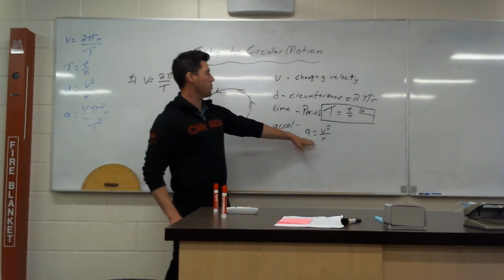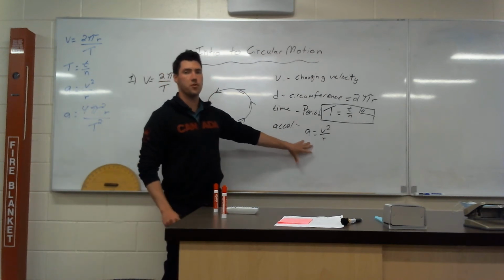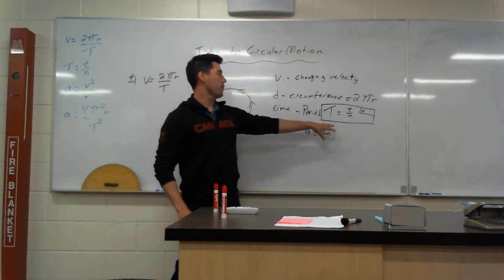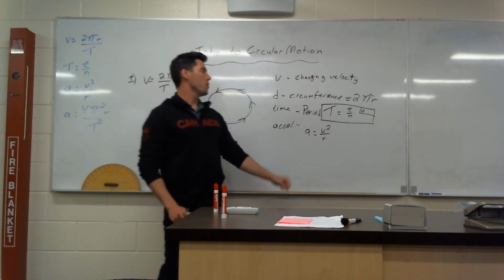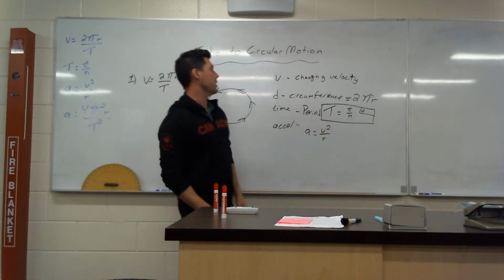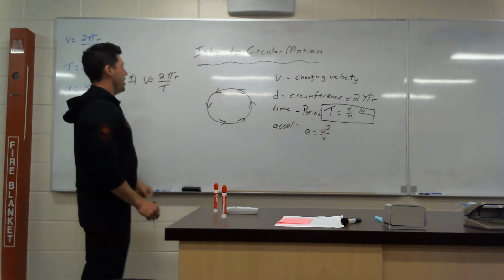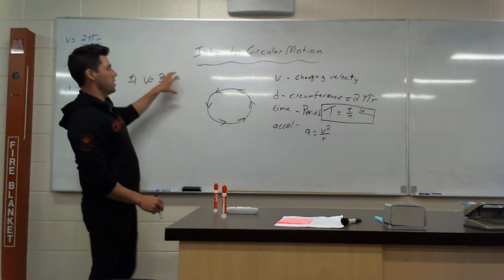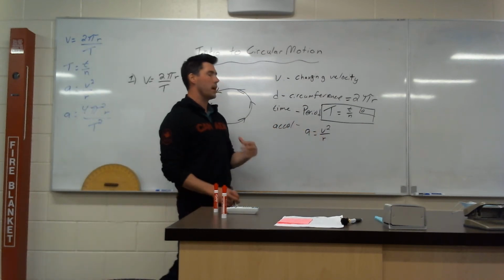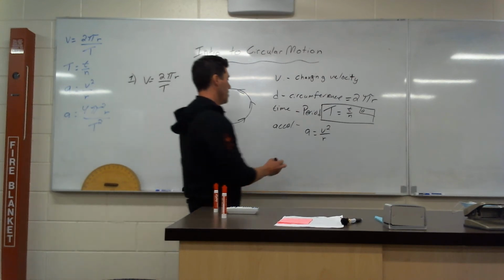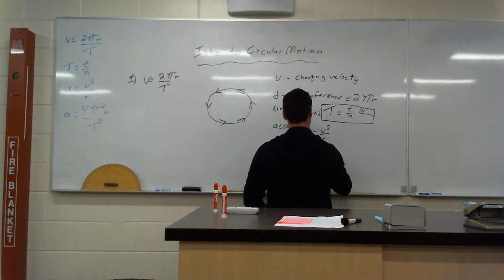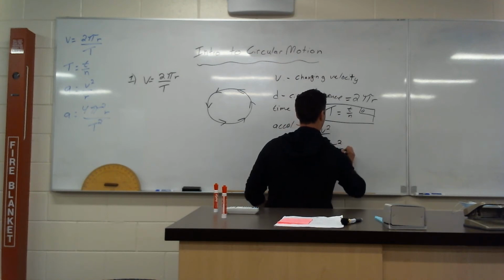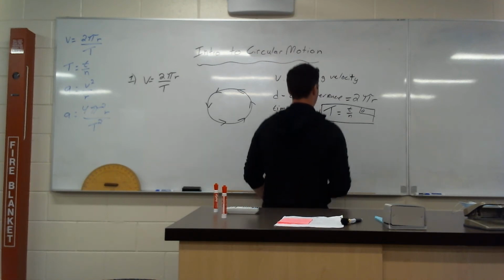This is formula number 3 that we're adding in here, our acceleration formula. Again, velocity squared over a radius. We can also change our velocity. If we input this velocity formula into this acceleration one, we can get a different acceleration formula, where we get acceleration equals 4 pi squared r over t squared, okay?